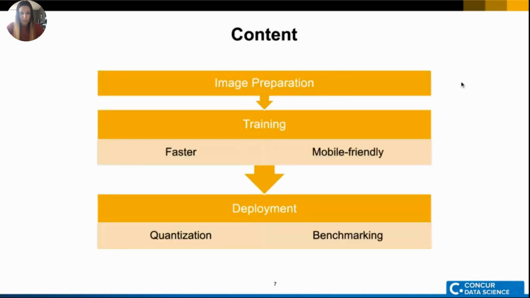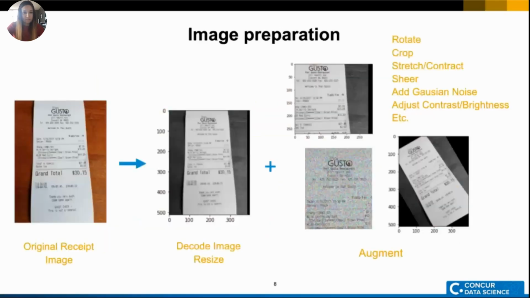The content of our talk will be quickly going through how we prepare images for training, and what we do to make our training faster and mobile friendly. Lastly, we'll talk a little bit about deployment, the quantization that we're doing to make the model faster and smaller, and then how we eventually benchmark our ML models on the variety of mobile devices.